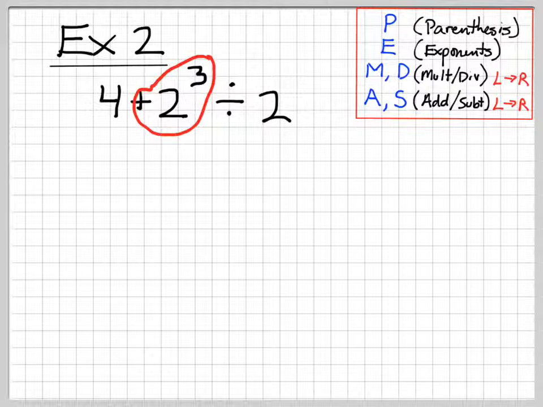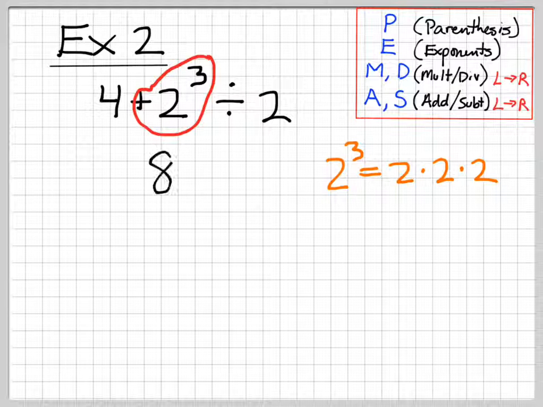And I do want to put a little side note down here. I'll do this in orange. 2 cubed is equivalent to 2 times 2 times 2. 2 times 2 is 4. 4 times 2 is 8. So this would turn into a positive 8. The 4 drops down, divided by 2.